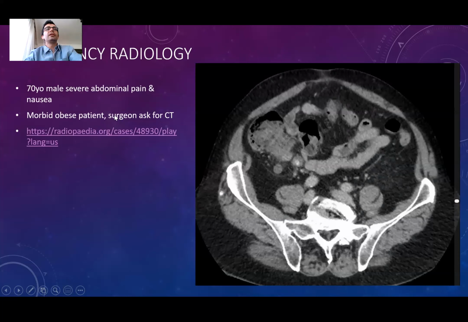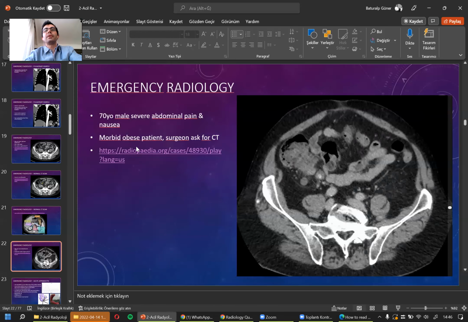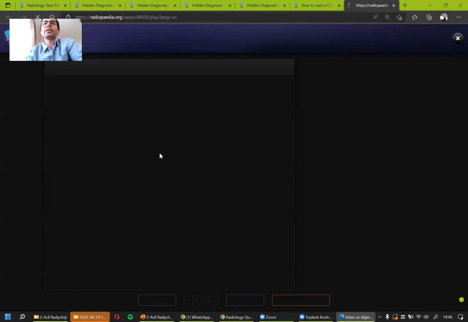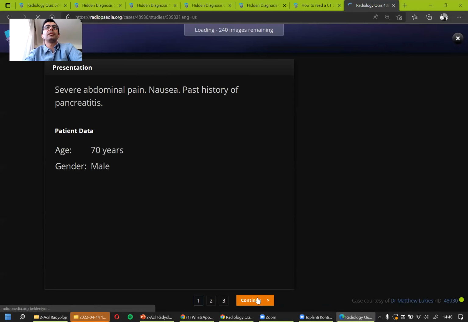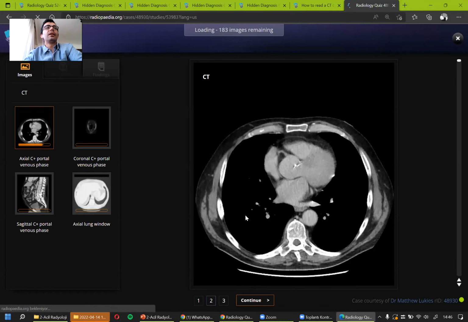Okay, so we are seeing a 70-year-old male patient with abdominal pain, and the patient is obese at the same time. So the surgeon examines the patient and orders a CT scan. Let me take care of this one as well.